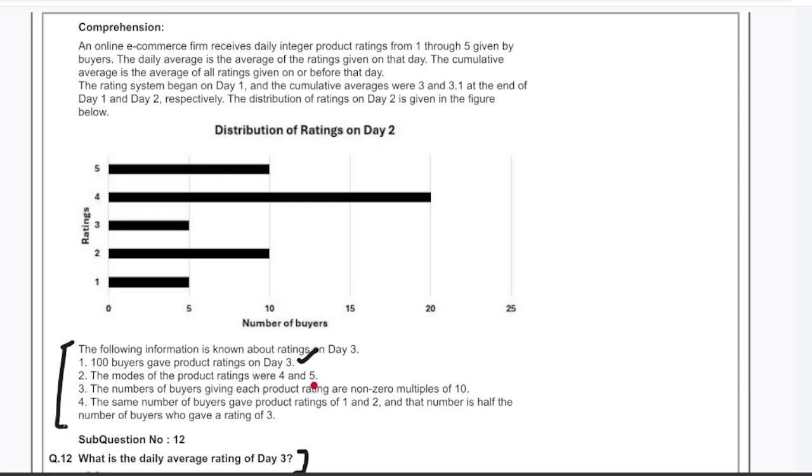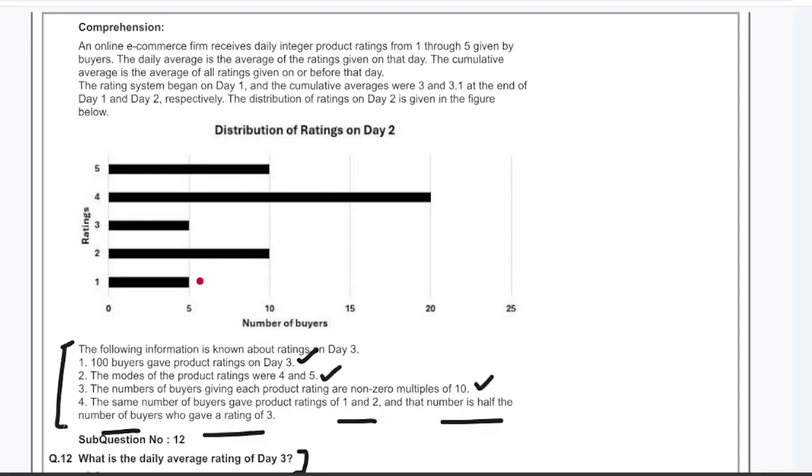The modes of the product rating are 4 and 5. That means 4 and 5 are the modes, so it is bimodal. Mode means the maximum frequency, the maximum people are giving the rating of 4 and 5. Numbers we are not aware of. The number of buyers giving each product rating is a non-zero multiple of 10. So the people giving each rating are 10, 20, 30, 40, 50, and so on. The same number of buyers gave product rating of 1 and 2, and that number is half the number of buyers who gave a rating of 3.